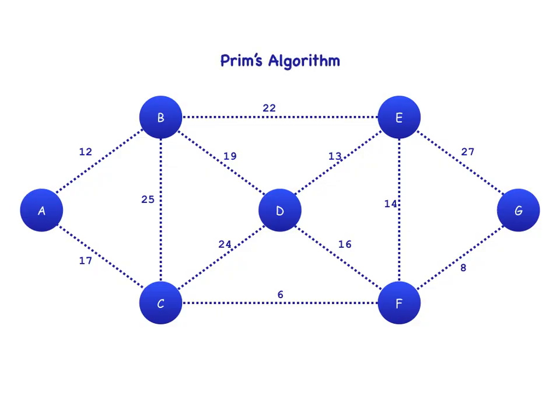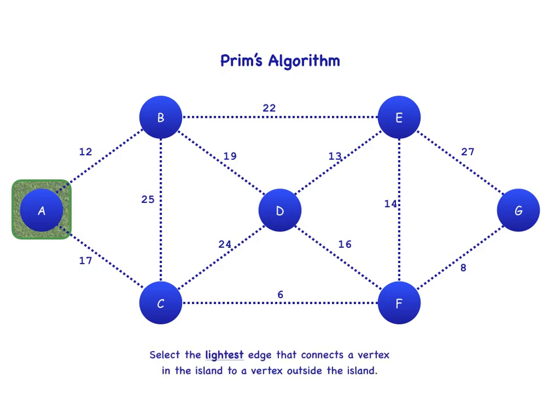The first way is called Prim's algorithm, named after the computer scientist Robert C. Prim. What Prim's algorithm does is it takes the starting vertex and places it on the island by itself. It'll then repeatedly select the lightest edge that connects a vertex in the island to a vertex outside the island. Then that vertex that's outside of the island will become a part of the island as well. Here's what I mean. Currently, the lightest edge connecting a vertex in the island to a vertex out of the island is the edge connecting A and B.